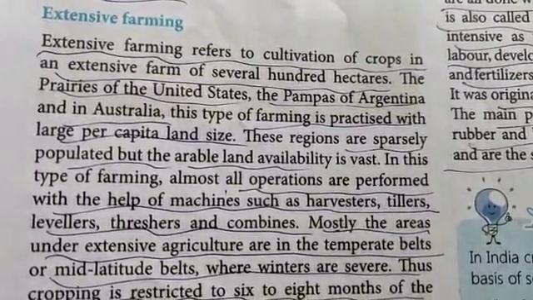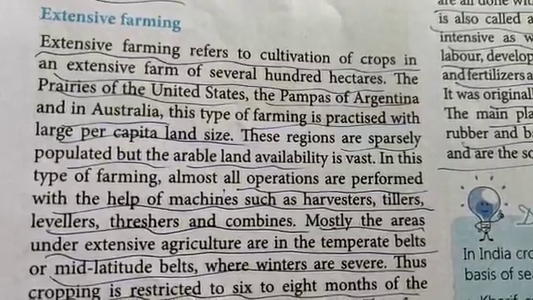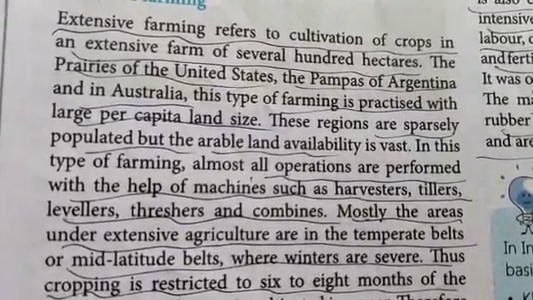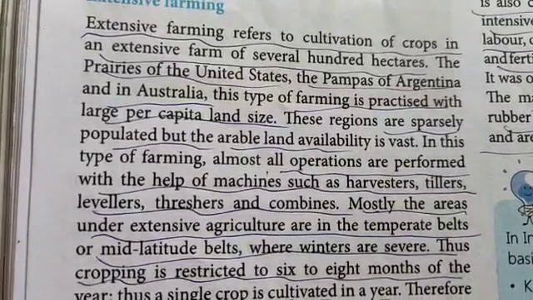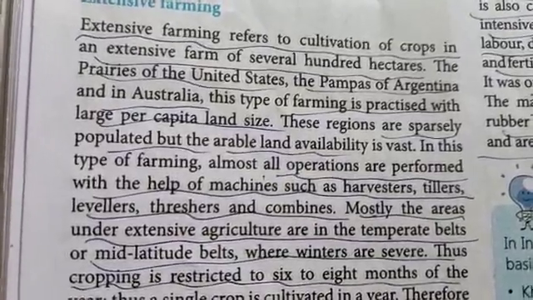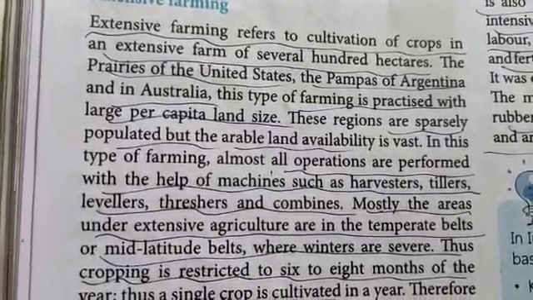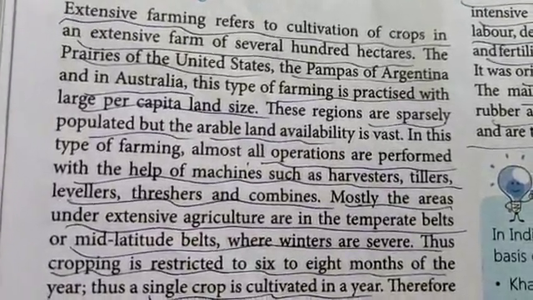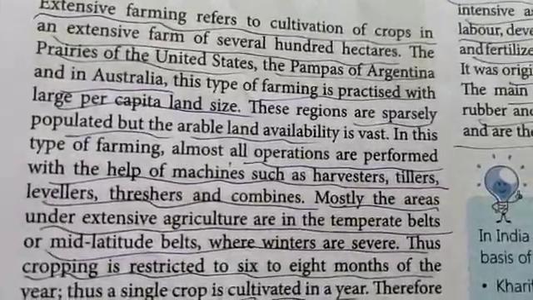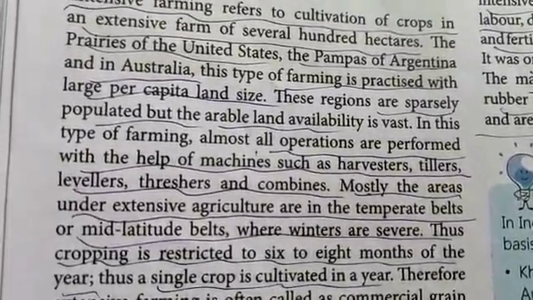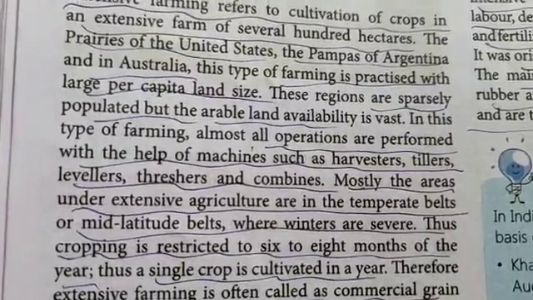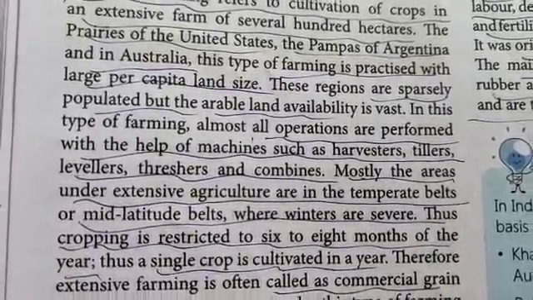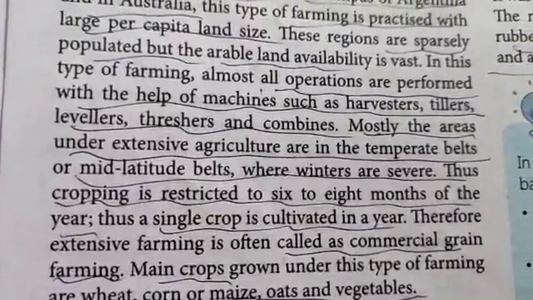It refers to the cultivation of crops in an extensive farm of several hundred hectares. So here we are talking about a huge land area. The prairies of the US, the pampas of Argentina, and Australia are grasslands. This type of farming is practiced with large per capita land size. So one single farmer holds thousands and thousands of hectares. These regions are sparsely populated, but the arable land availability is vast. Sparsely populated because most of the work is being done using machines.